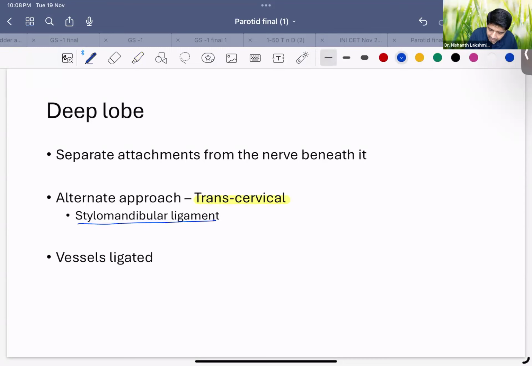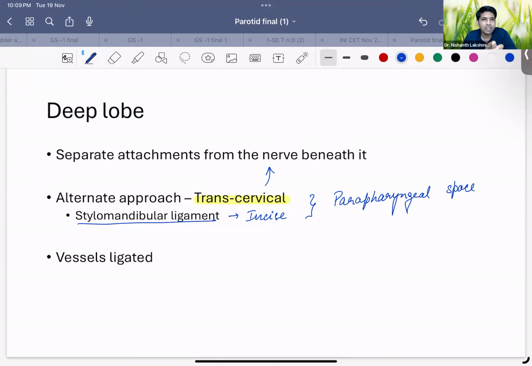We are going to incise the stylomandibular ligament. Now, this technique is predominantly used for getting to tumors in the parapharyngeal space. Most of the time you will be able to do it quite comfortably with this particular maneuver. But if you can't, that is when you're going to use this transcervical approach.